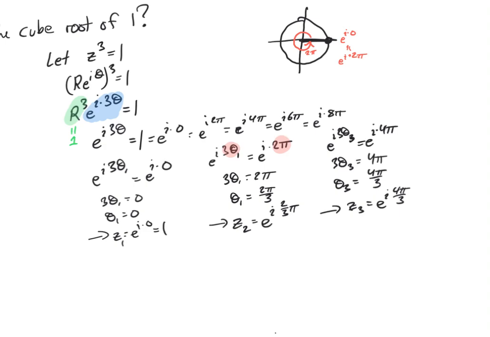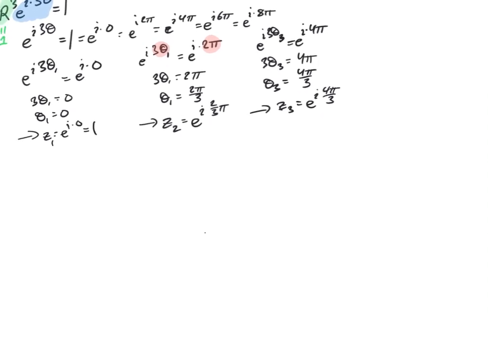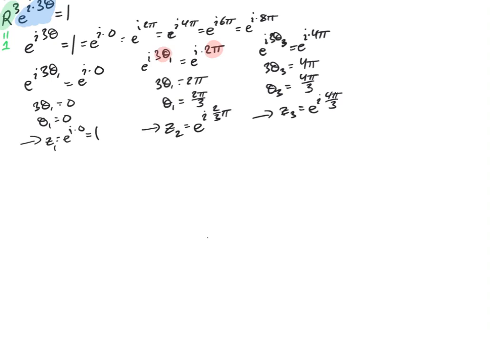Now, you might ask, why can't I keep going? Up here, right, I didn't stop at 4 pi. I went to 6 pi and 8 pi. These are all ways of expressing the number 1. So if I try to do this one more time, I can say that e to the i times 3 theta 4 is equal to e to the i times 6 pi. This gives me that 3 theta 4 is equal to 6 pi, and that theta 4 is equal to 2 pi. But this gives me that z4, my fourth cube root, would be equal to e to the i times 2 pi. But this is just the number 1.